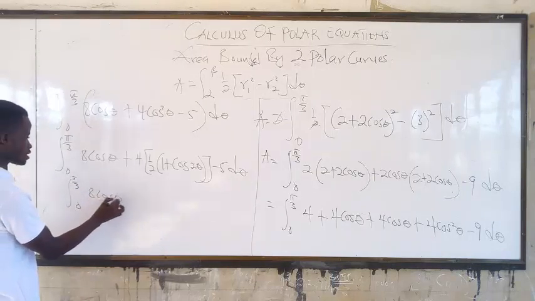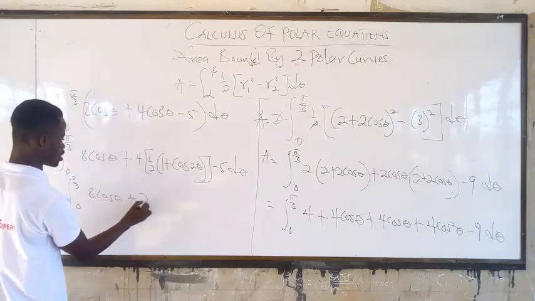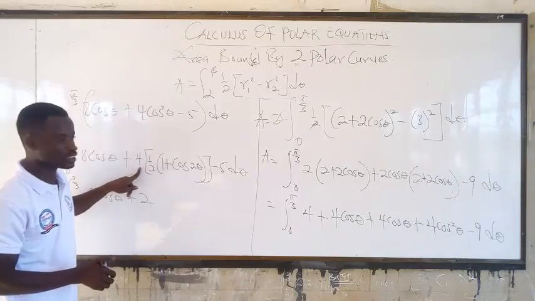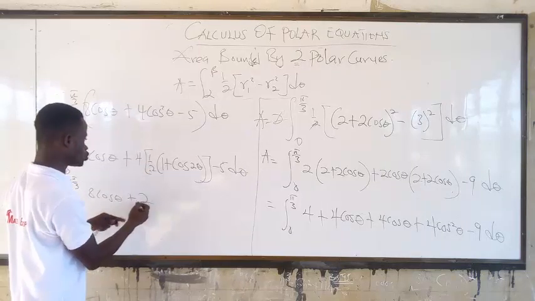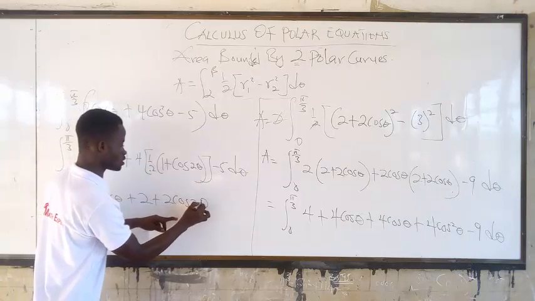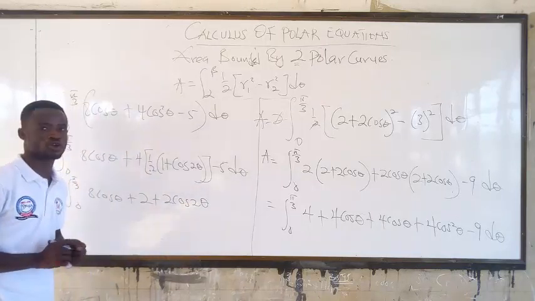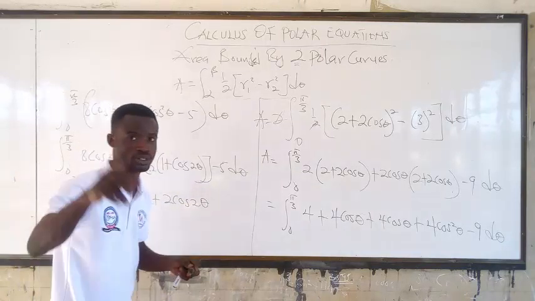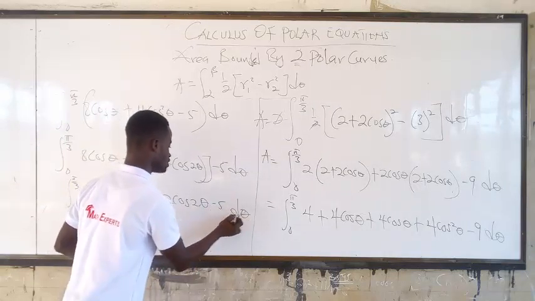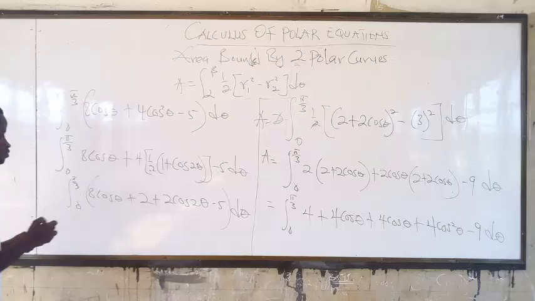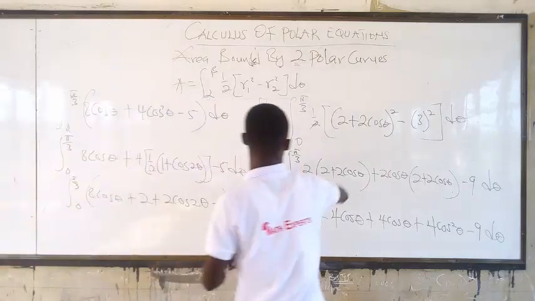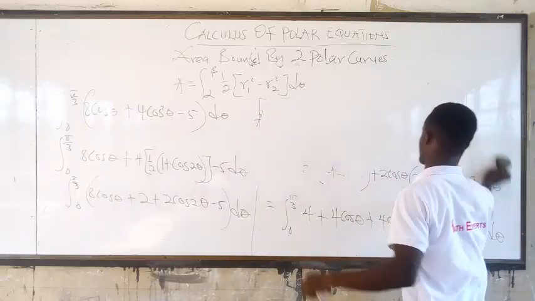So now, having this, we can leave it in this form. 8 cos theta plus this will go here, 2. Now, the 2 outside, multiplied by the 1, you get 2 plus 2 cos 2 theta. In fact, I love calculus. Take your time with it and you will also love it. Minus 5 d theta. So here, let's use the short method and go our way.